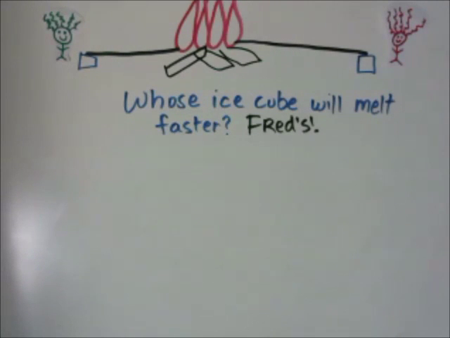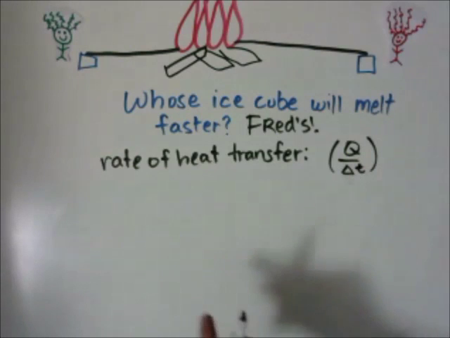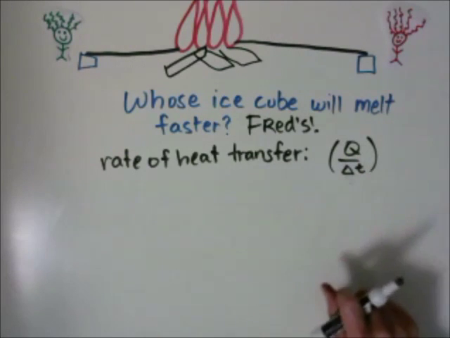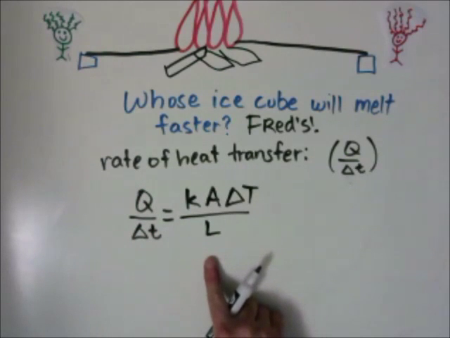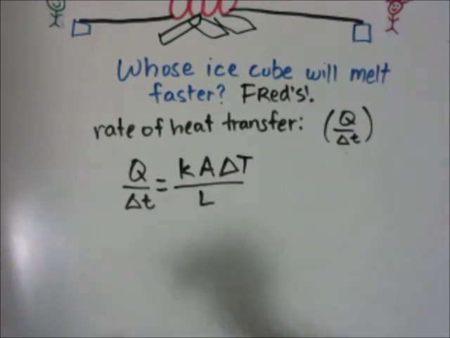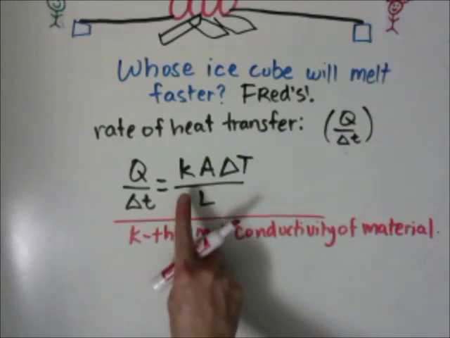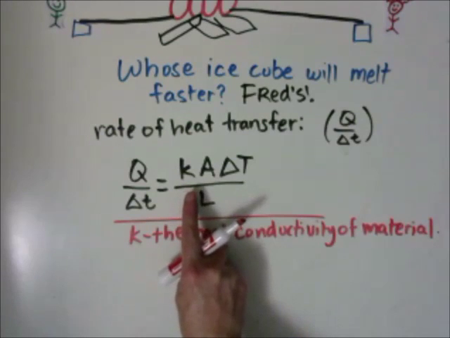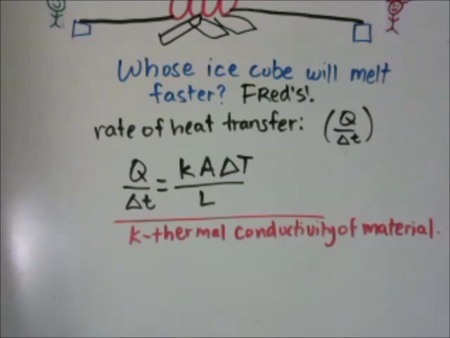Now let's summarize all those statements into an equation for the rate of heat transfer. The rate of heat transfer is also written as Q over delta T. That's heat over change in time. This equation is on your AP Physics 2 equation sheet, but you should know what the pieces are. K is the thermal conductivity of the material. So if you have a material that has a high conductivity, it's going to have a high rate of transfer. So something like metal will have a higher K than an insulator.